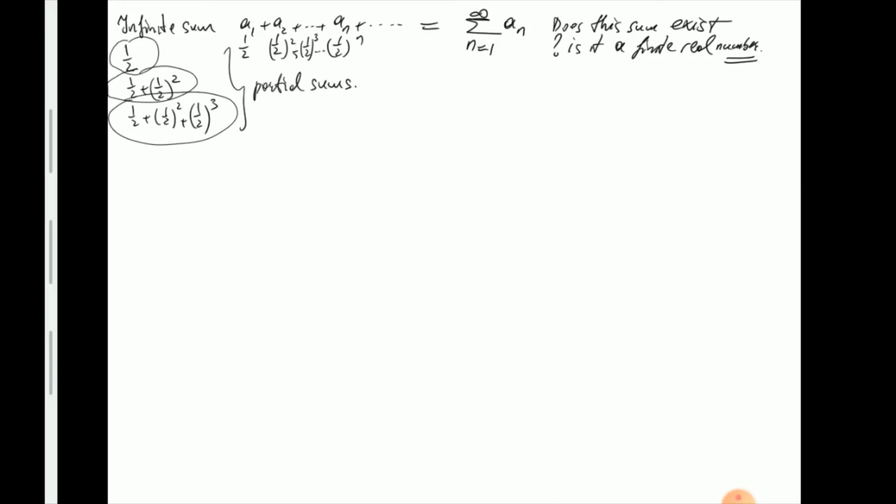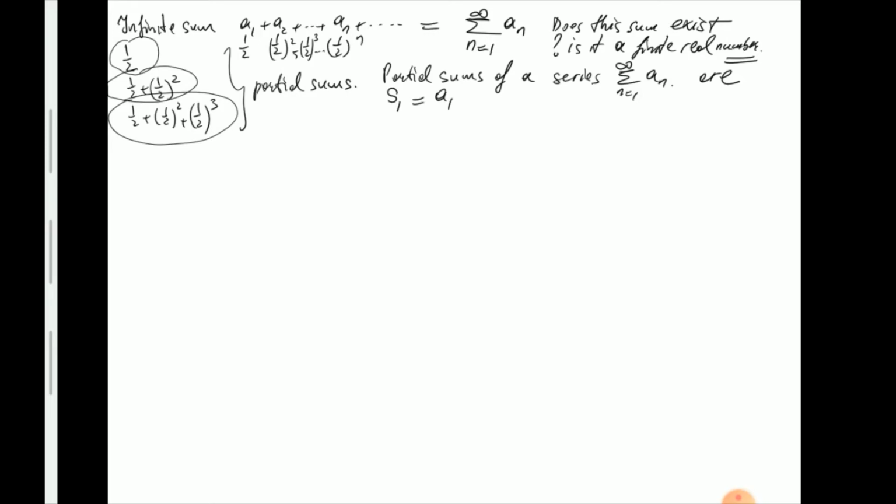Partial sums, because you look at finitely many terms and you keep on adding an additional term to see if there is a trend, or in other words, there's a limit to those partial sums. So in general, the partial sums of a series, given generically as summation from 1 to infinity of an, are given by S1 equals A1.